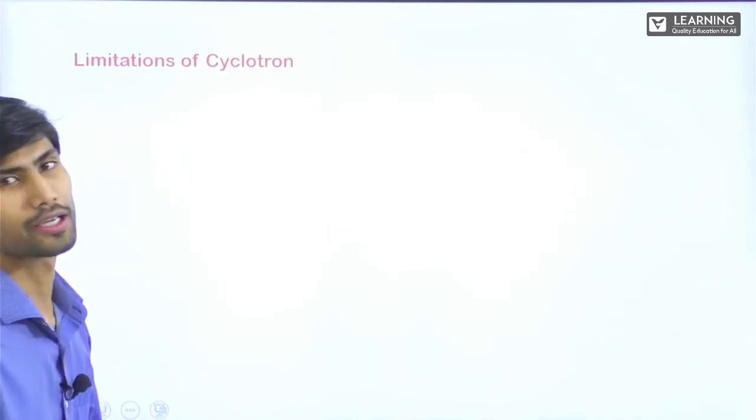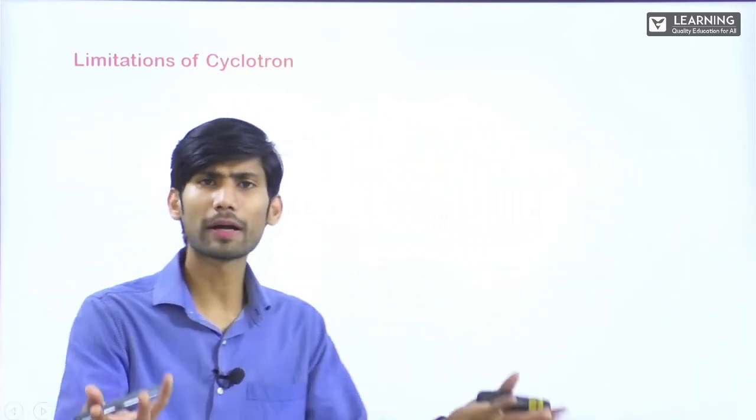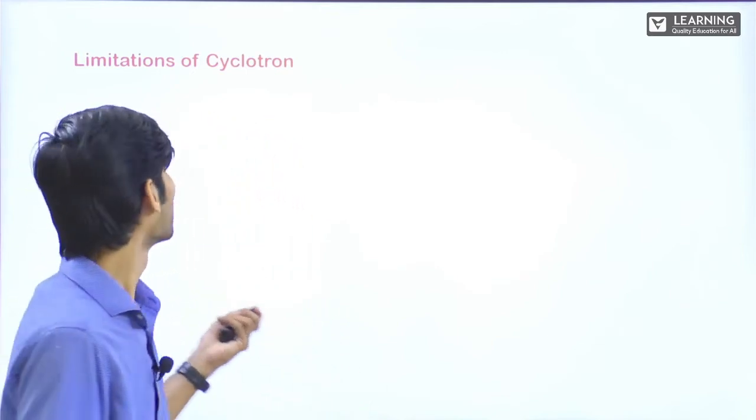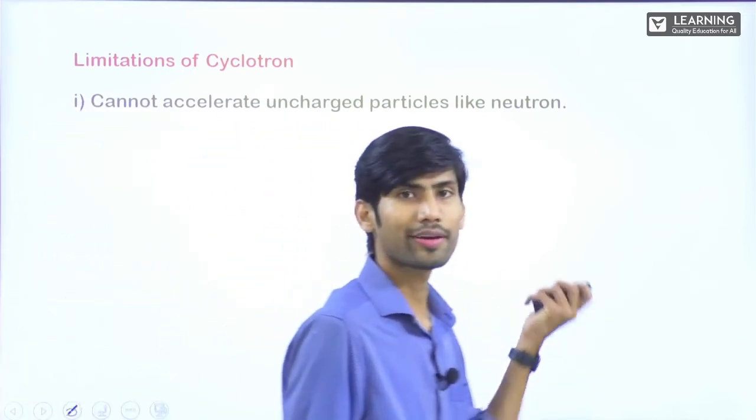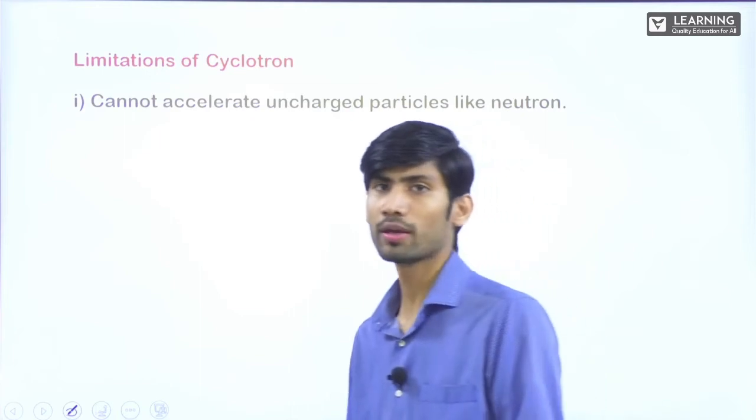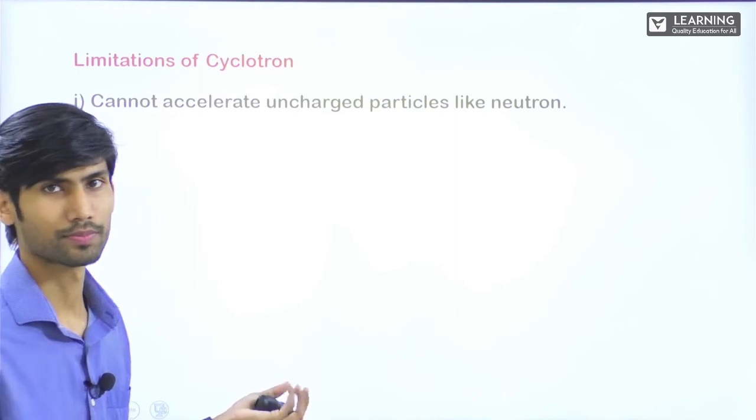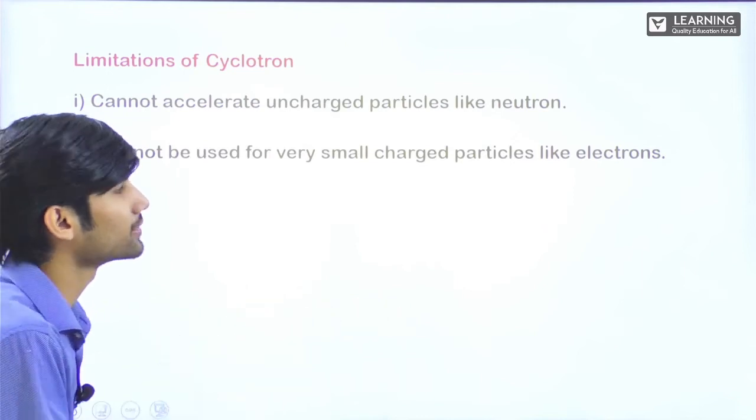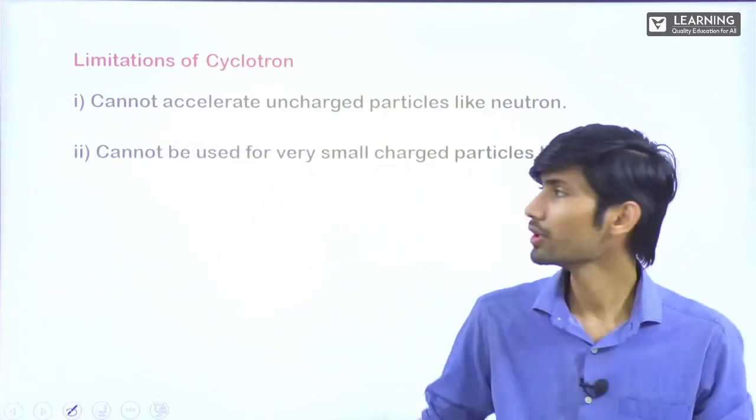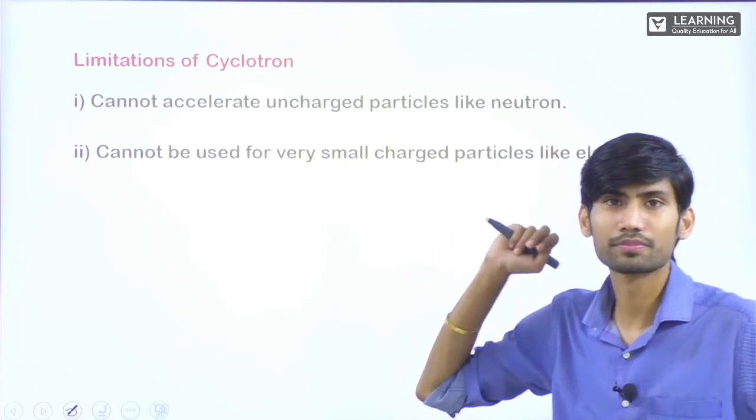Now, next, limitations of cyclotron. See, one limitation is we cannot accelerate neutral particle, right? Cannot accelerate uncharged particle like neutron. Because if I keep this in electric field, it will not experience any force. Why? Because in electric field, only positive or negative charges will experience force. Okay. Second, cannot be used for very small charged particles like electrons. Why can it not be used for very small charged particles like electrons?